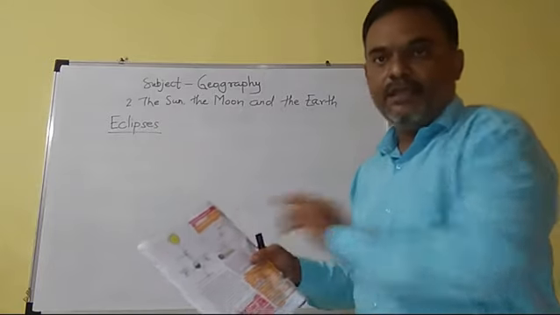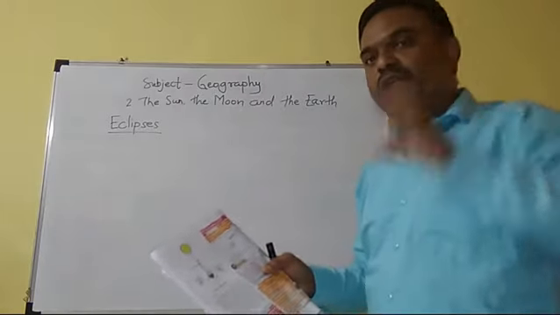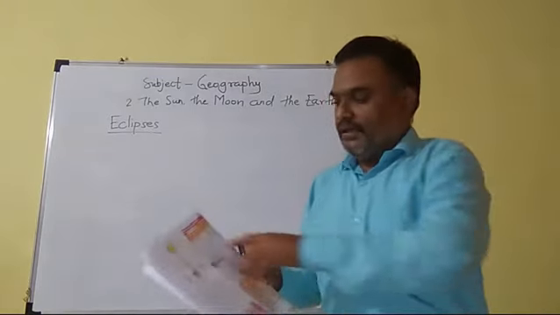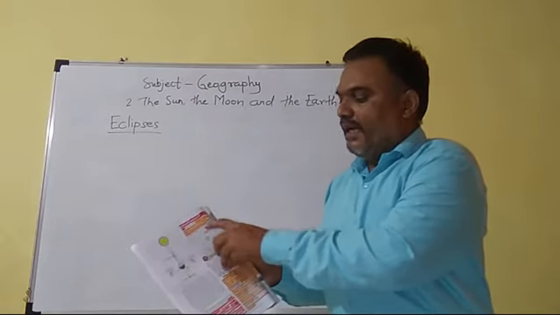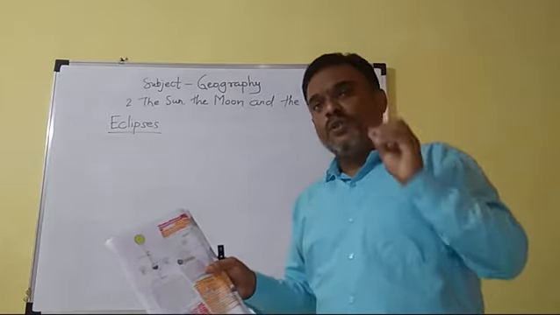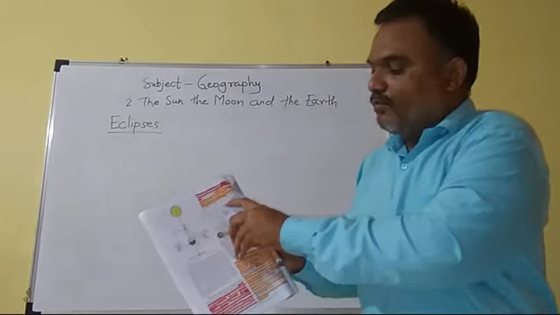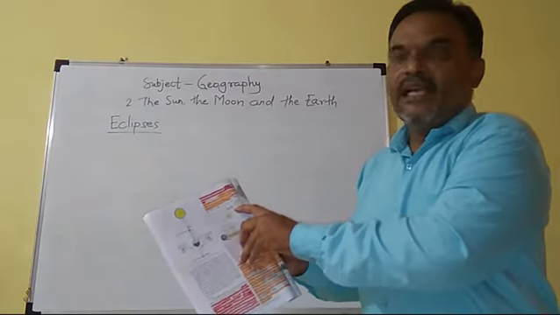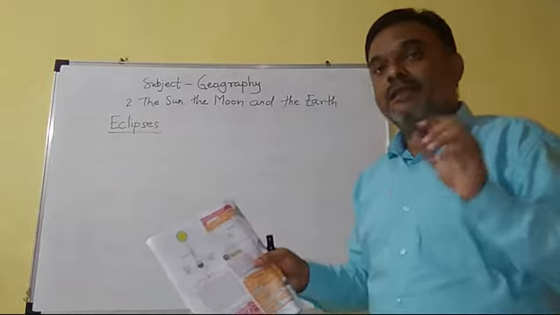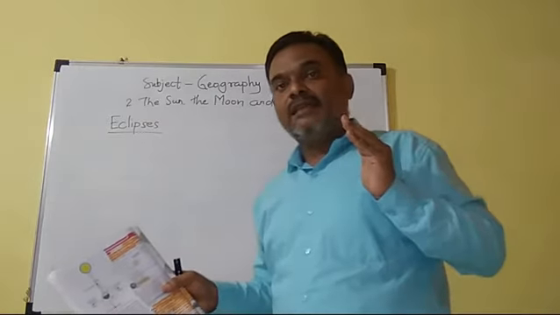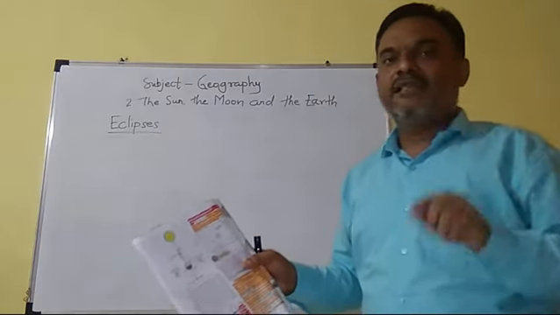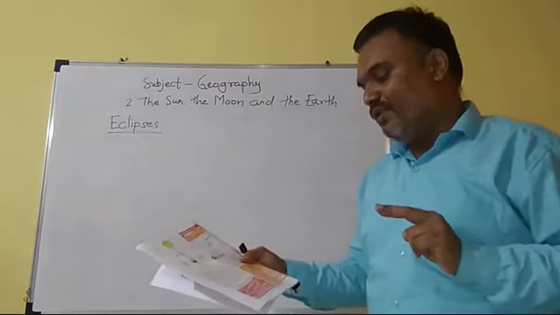The orbital path of the moon and the orbital path of the earth are not in the same plane, and the moon's orbit makes an angle of 5 degrees with the orbit of the earth. Hence the moon intersects the earth's orbit 2 times during one revolution.